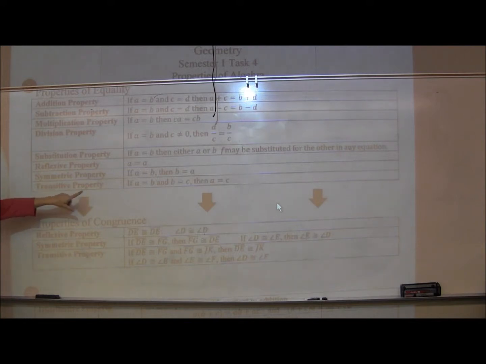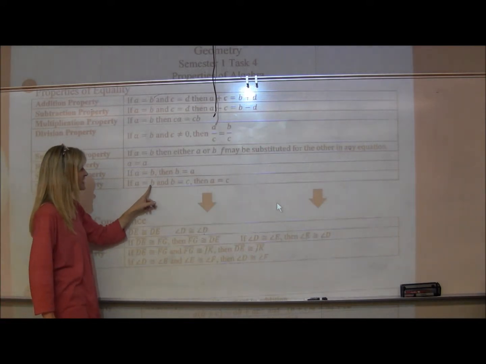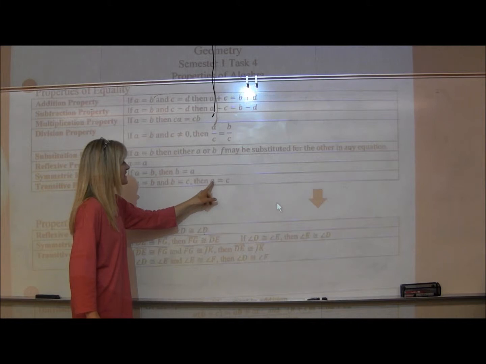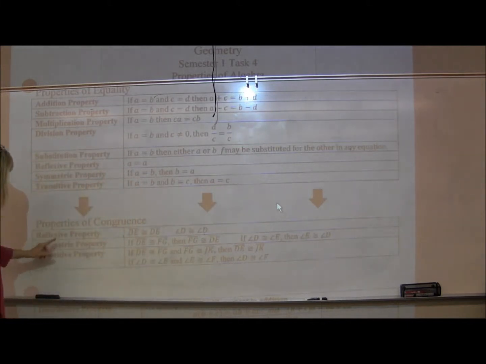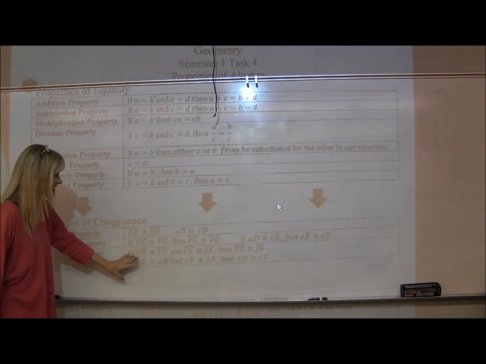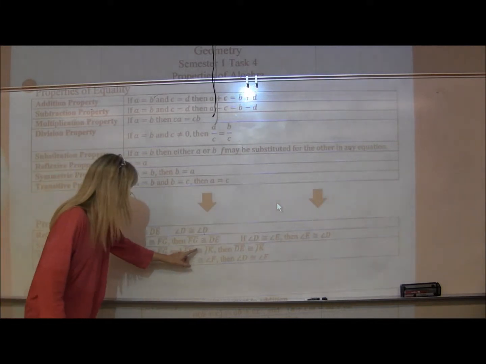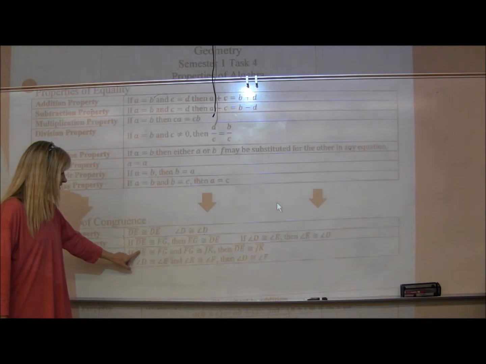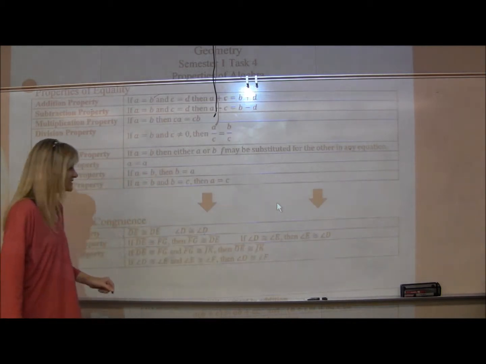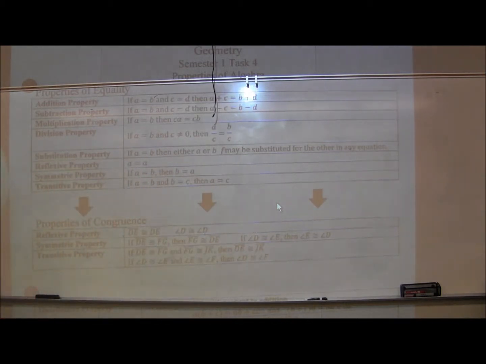Transitive property. For algebra, we know if A equals B and B equals C, then A equals C. Same thing for angles and segments. If DE is congruent to FG and FG is congruent to JK, then the first one is congruent to the third one. Segment DE is congruent to segment JK. And it works for angles too.